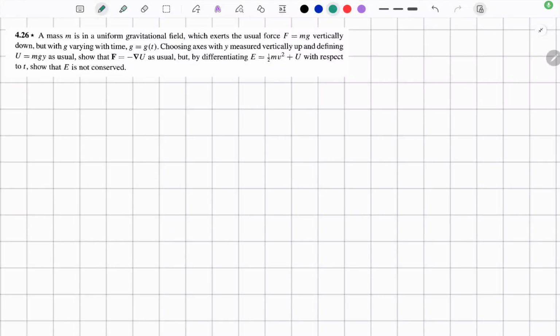We're going to work through problem 4.26 from Taylor's Classical Mechanics. This is a chapter 4 problem on a time-dependent potential energy. We're given here that a mass m is in a uniform gravitational field. So the field is uniform. The force is mg, and that's vertically downward.